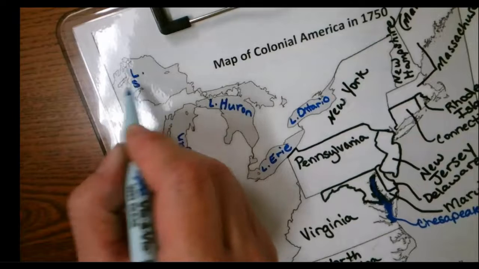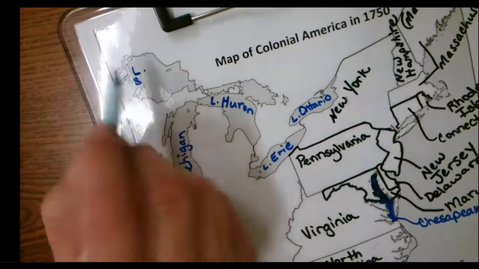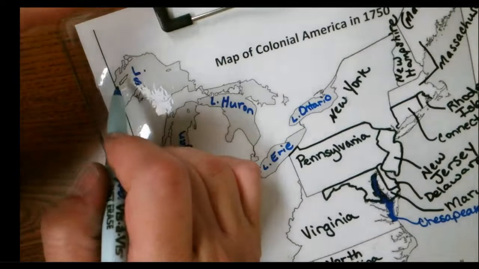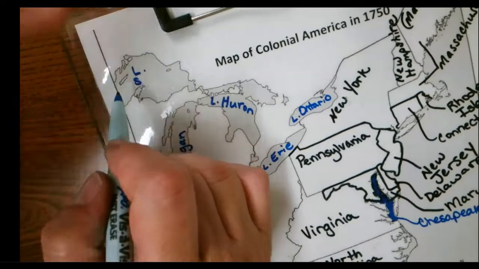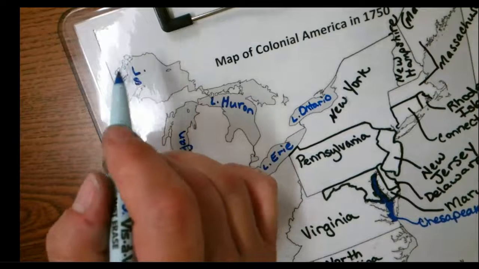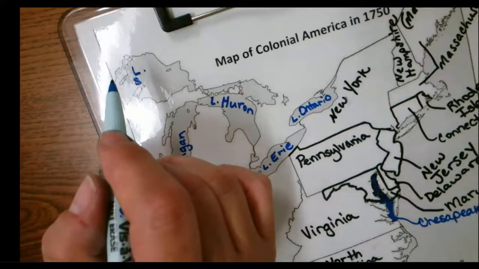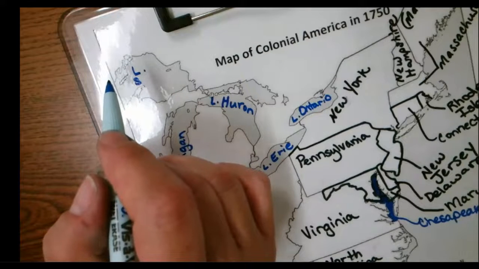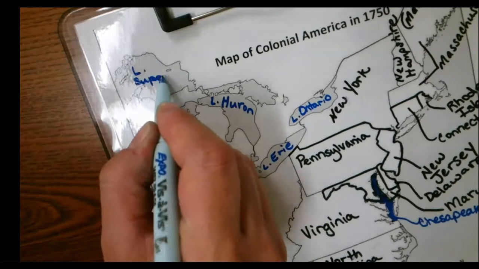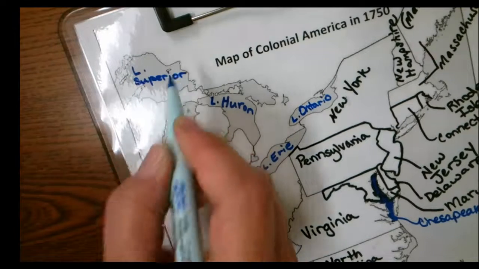I have been to this island. You see it right there? See the island right there? I went there. It's a national park. It's called Isle Royale National Park. It's one of the least visited of all national parks. You have to take a boat to get there, or a helicopter. And it's a wilderness island. Superior. Okay, we got our lakes.